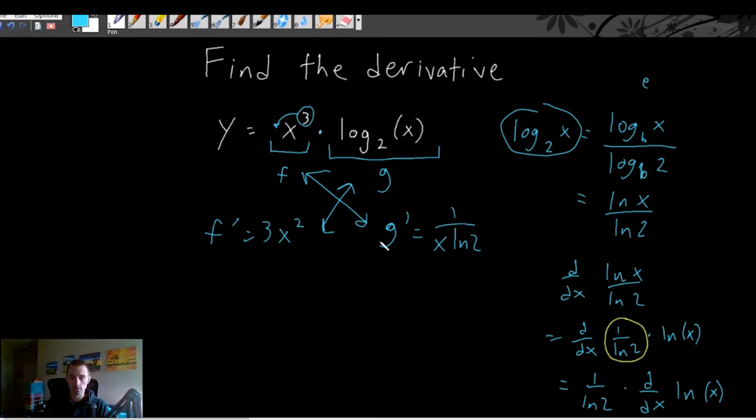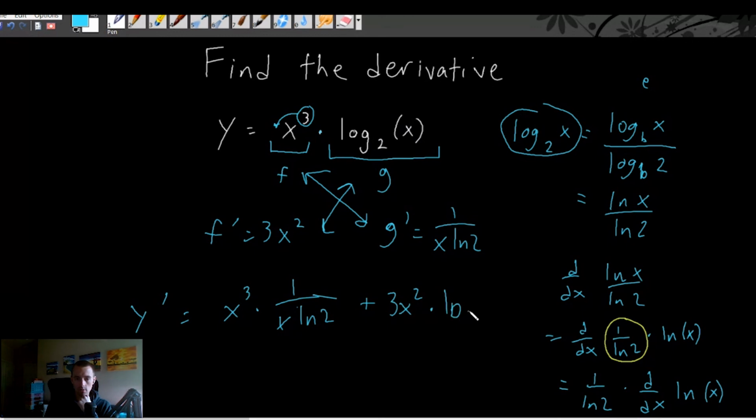So the original of one times the derivative of the other one, the derivative of the first one times the original second one. It doesn't really matter what order you do these, right? We could do f prime times g plus f times g prime, or vice versa, as long as you're making sure to multiply the derivative of one times the other original. And same thing with the other pairing. So let's say we take f times g prime first. So we get x cubed times 1 over x ln 2. So y prime is going to be x cubed times 1 over x ln of 2 plus the derivative of that one times the original of this one. So 3x squared times log base 2 of x.